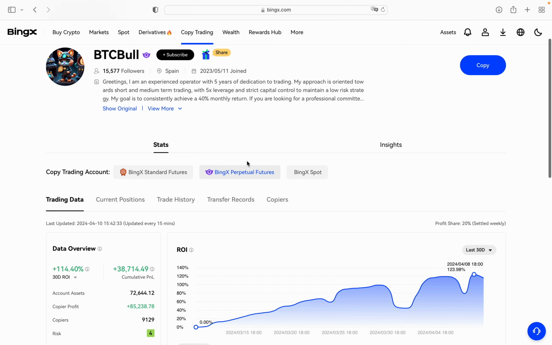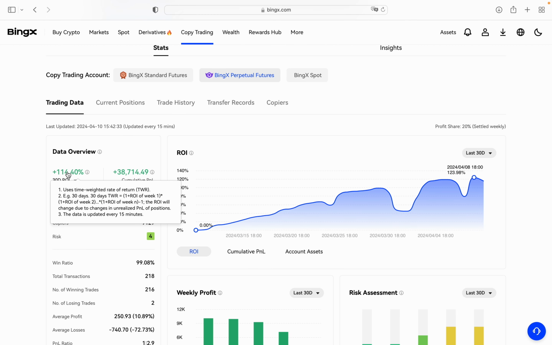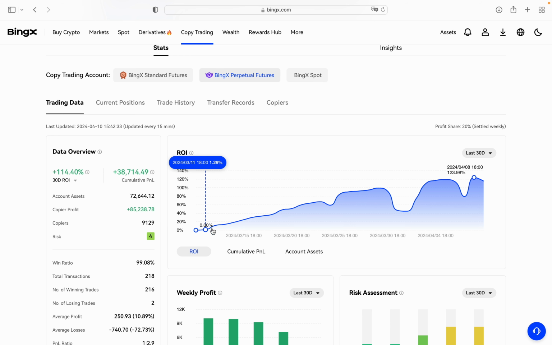And if we are scrolling down, you can see the full stats of this trader. For example, what is the ROI of the last 30 days? You can see how the account is evolving. In this case, we can see that we have always an upgoing trend. But here you can also see that we have a loss, a bigger loss. So we had 90% profits and then 40%. So the transparency is very high on BingX.